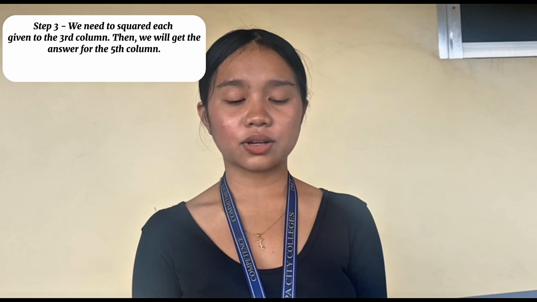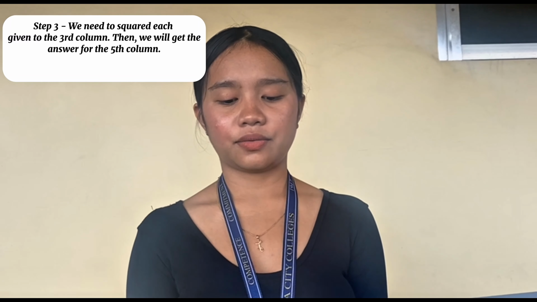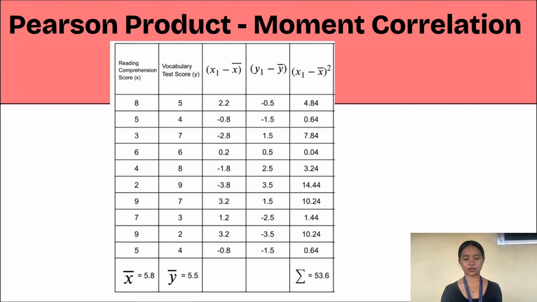For the fifth column, we need to square the third column, which is the x minus the mean of the first column. Then we will get the answer for the fifth column. 2.2 squared is equal to 4.84. Negative 0.8 squared is equal to 0.64. Negative 2.8 squared is equal to 7.84. 0.2 squared is equal to 0.04. Negative 1.8 squared is equal to 3.24.